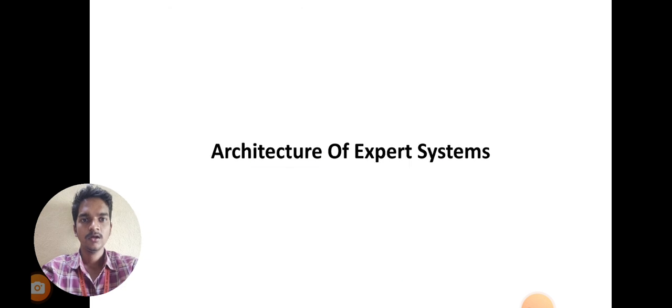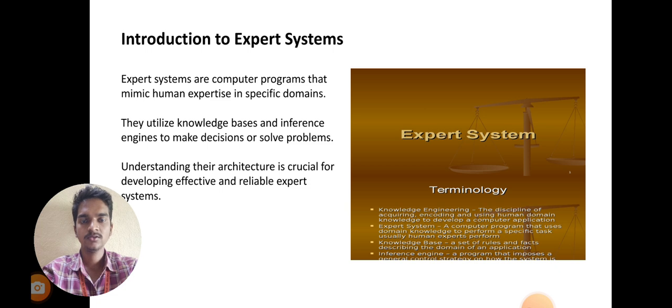I have chosen the topic architecture of expert systems, and now I am going to start about the architecture of expert systems. First of all, I would like to start the PPT by giving an introduction about expert systems. Expert systems are computer programs that mimic human expertise in specific domains. They utilize knowledge bases and inference engines to make decisions or solve problems. So, understanding their architecture is crucial for developing effective and reliable expert systems.